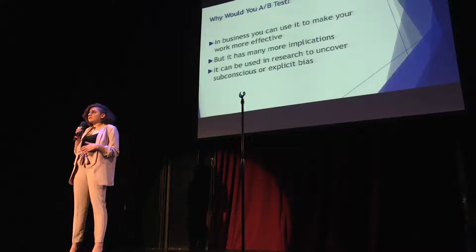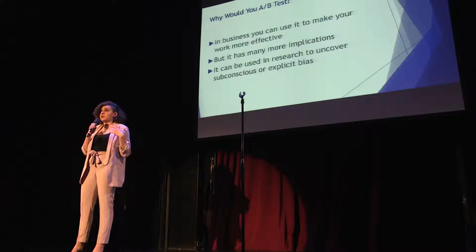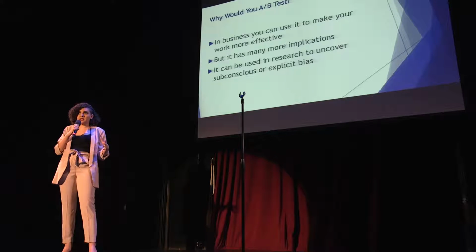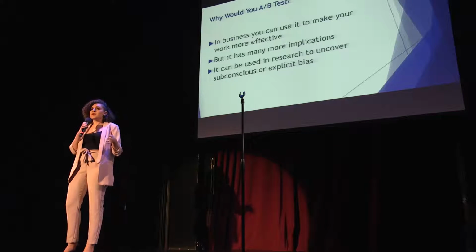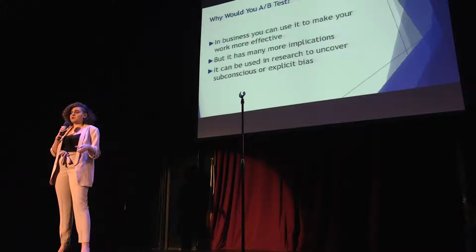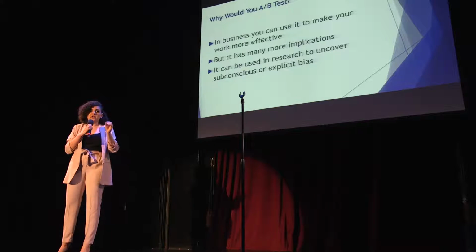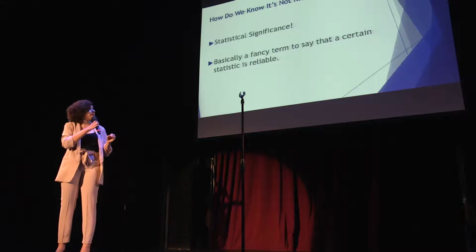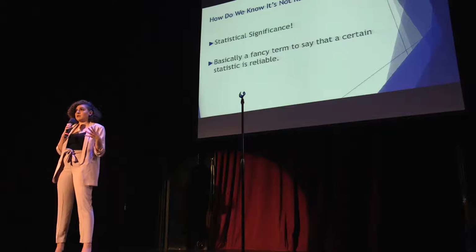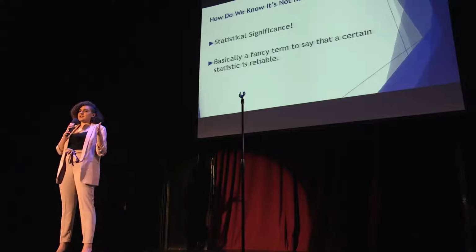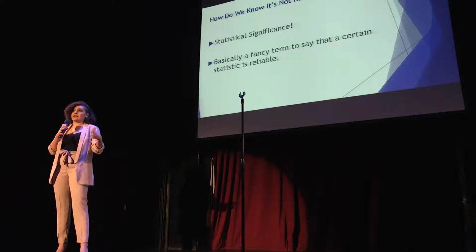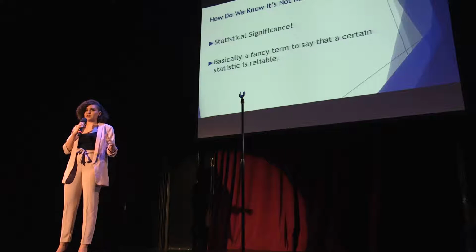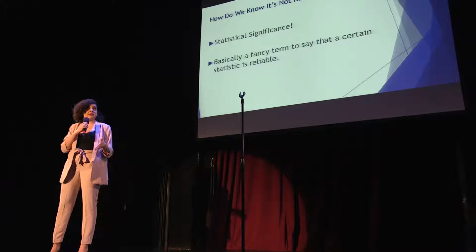So why do you do this? It's something that's very common in businesses, especially marketing. People will do this to make their website better, to make their email better. But you can also use it to find out more about people. When you show people two things but only change one aspect, you can really understand how they respond to that specific stimuli. So how do we know it's not random luck? There's this fancy term called statistical significance, which basically is just a fancy way to say something is reliable. So if we keep doing it, it'll keep happening.